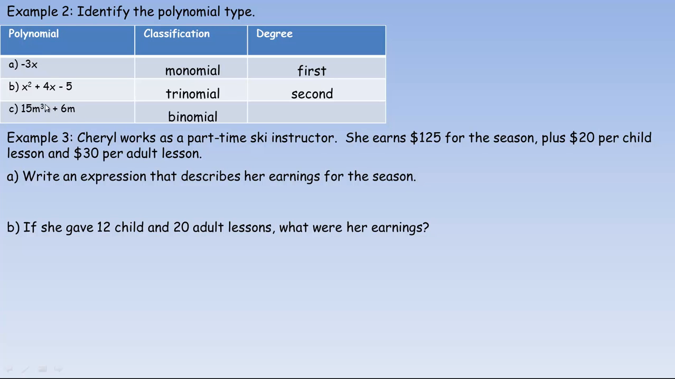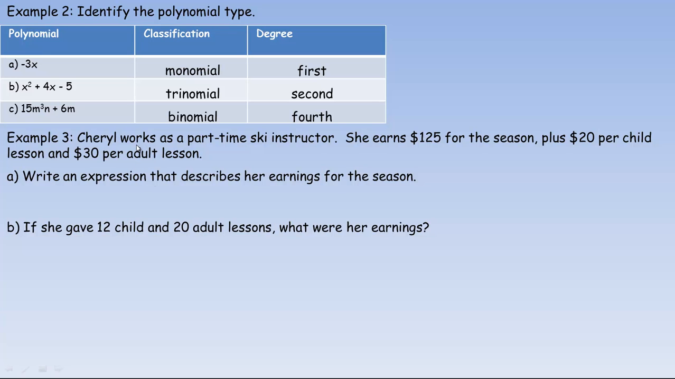But the 15m cubed n, now there's a 1 here automatically, just like this had a 1 automatically on the x. So in this particular term, you add all the exponents. So it's not a third degree. 3 plus the 1 here would make it a 4th degree. So that would be a 4th degree polynomial. So it's always the degree of the highest term in it.